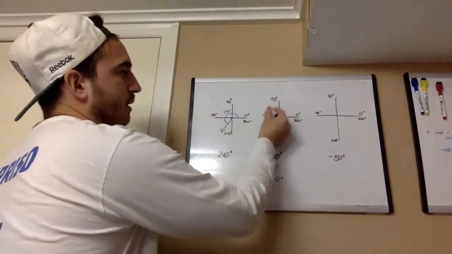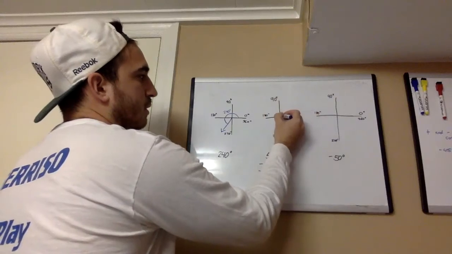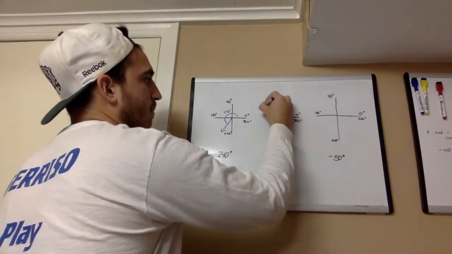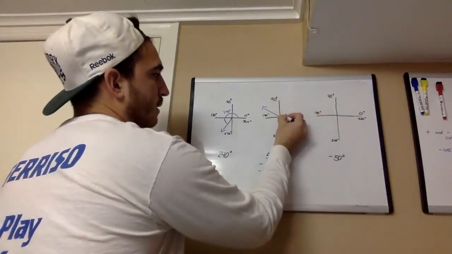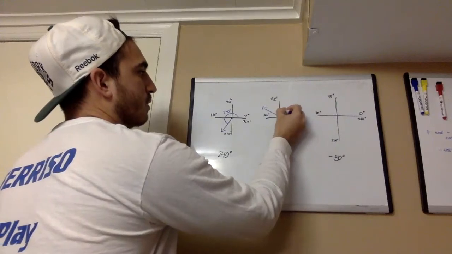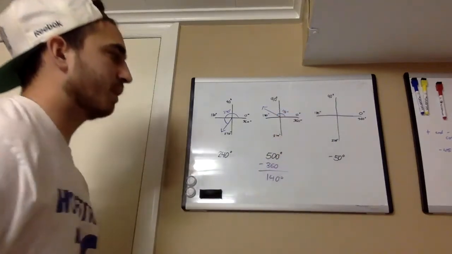140 degrees is going to be in the second quadrant between 90 and 180. So all you're going to do is make a line going up here, and then you're going to go like this. So this is going to be equal to 140 degrees, which is also equal to 500 degrees.